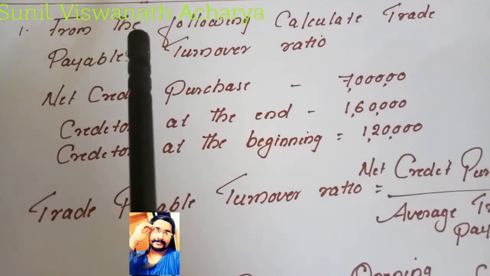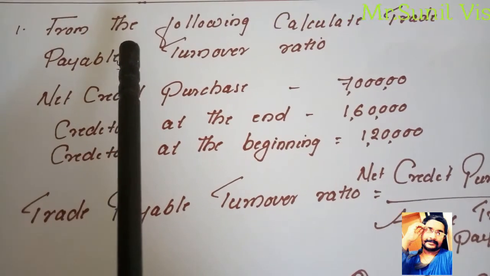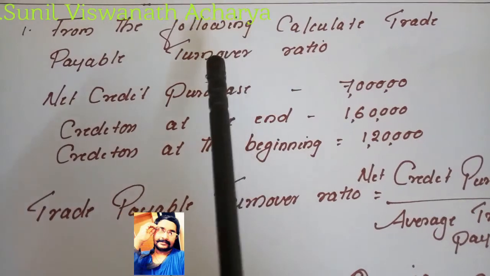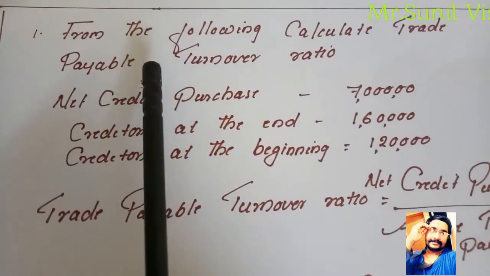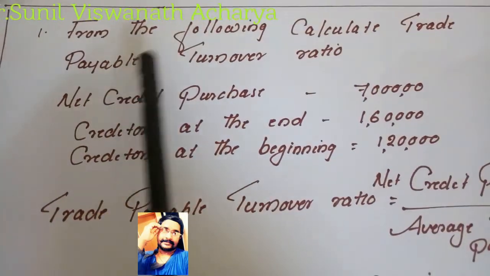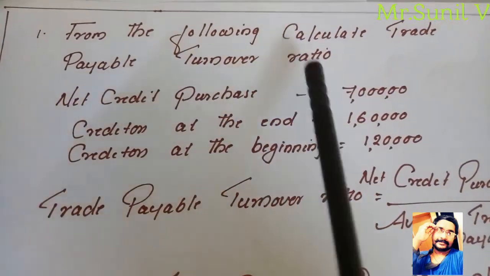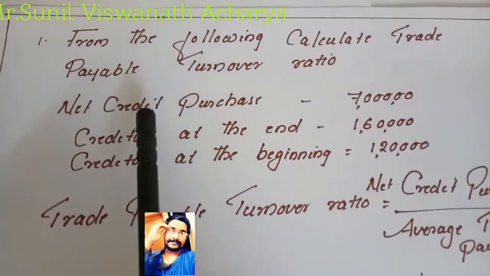Hi dear students, today we come back to the turnover ratios. The next turnover ratio is the trade payable turnover ratio. Let's take one example. From the following, calculate the trade payable turnover ratio. Another name for trade payable turnover ratio is creditors turnover ratio. So what information is given?